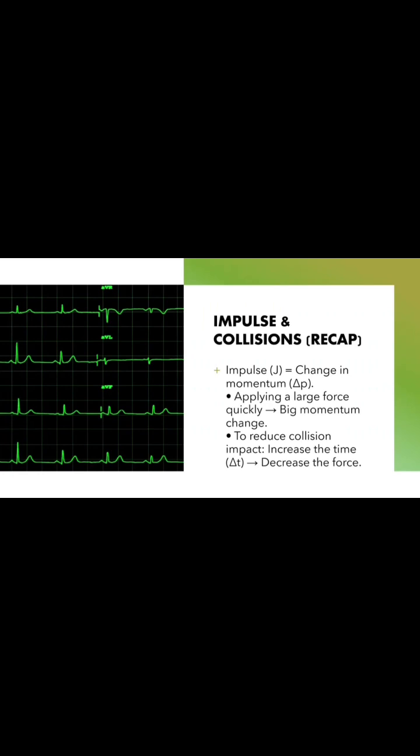Next is the impulse and collision recap. Remember, impulse is equal to the change in momentum. The idea behind airbags or safety nets is to increase the collision time so that the force is reduced for a given change in momentum. Likewise, large sudden forces can quickly change momentum, like a bat striking a baseball.